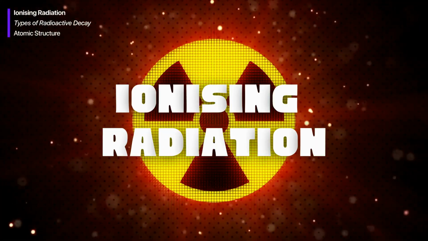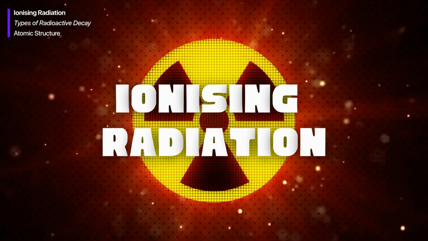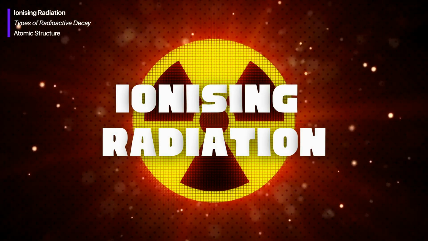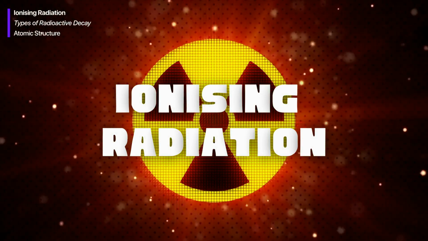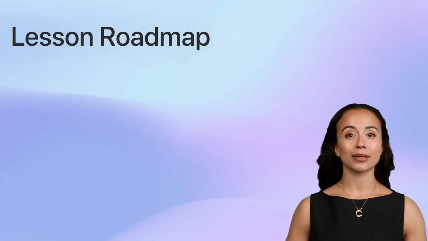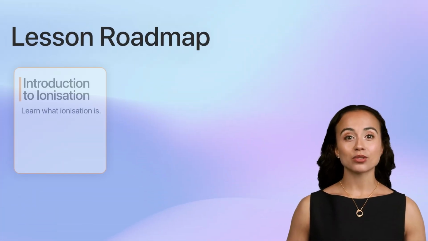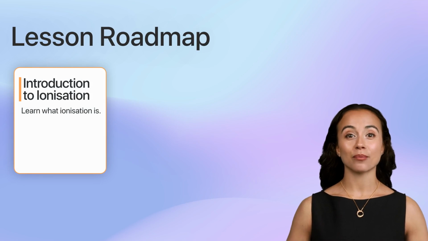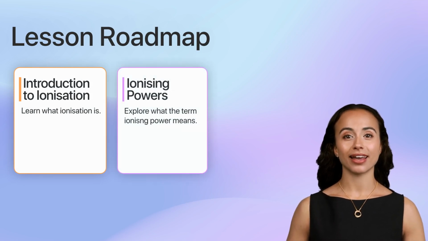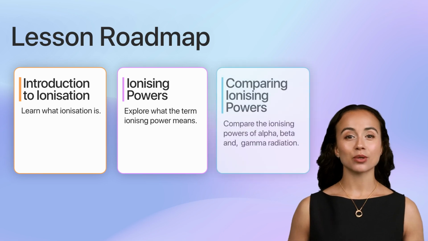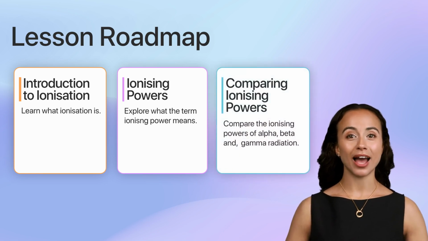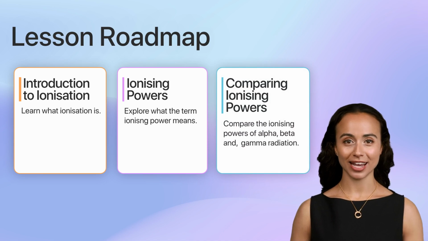Hello and welcome to today's lesson on ionization and comparing the ionizing powers of different types of radiation. Our plan is as follows. First, we'll learn what ionization is, and from this, we'll explore what is meant by ionizing power. Finally, we will compare the ionizing powers of alpha, beta, and gamma radiation.